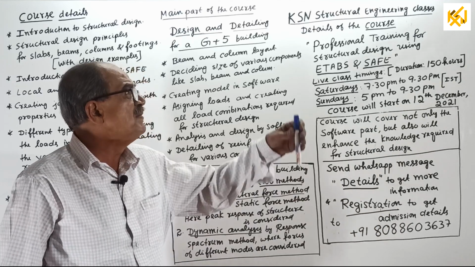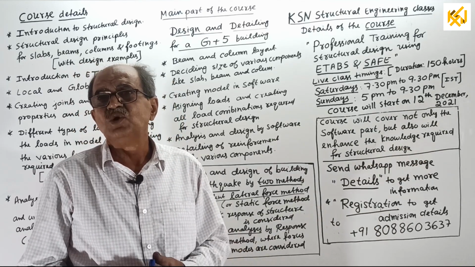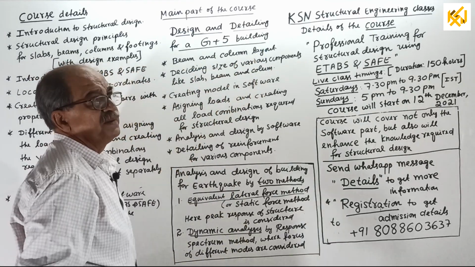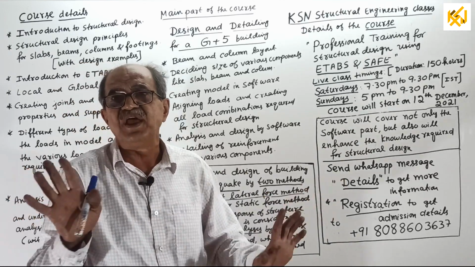Why a column is not provided here, why it is shifted there, there will be a reason. So with all those reasons, we will go for beam and column layout. That is the first step for a project as soon as you get the architectural drawing.